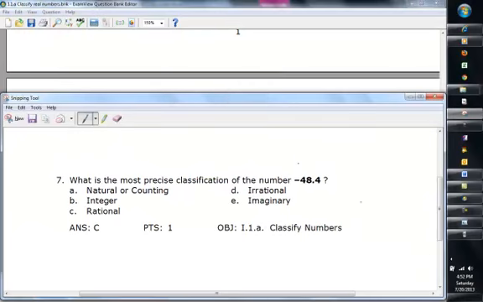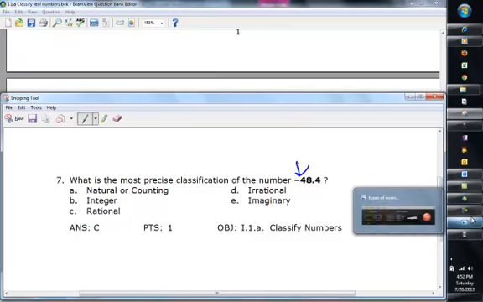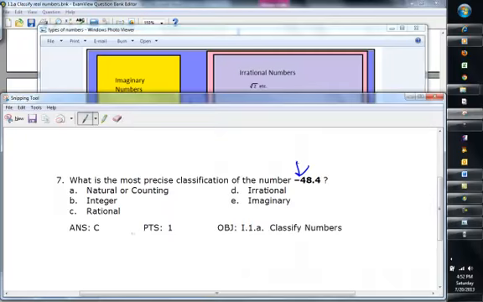Negative 48.4. Now you see this one is still negative, but it doesn't come out evenly. It's a fractional number. So fractional numbers always fit in the category of rational numbers, positive or negative numbers. And so we would say this is a rational number, which is letter C.